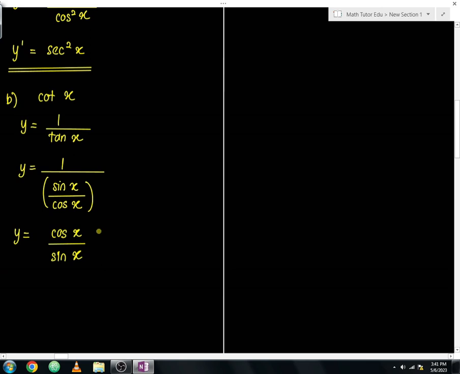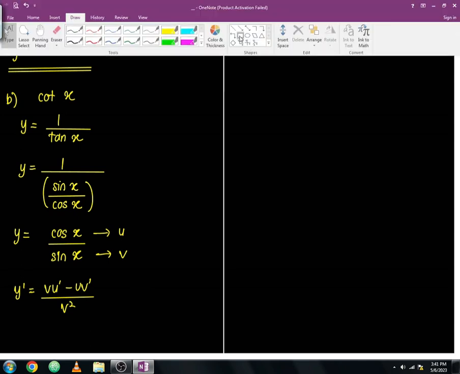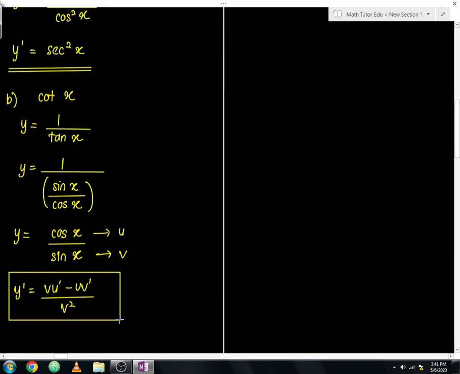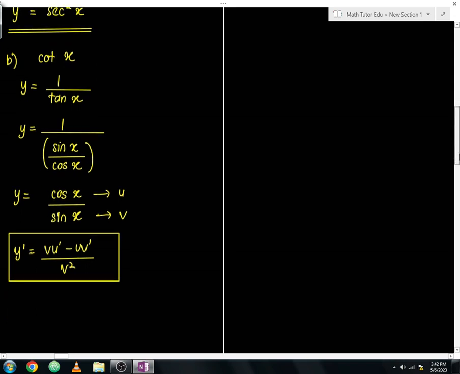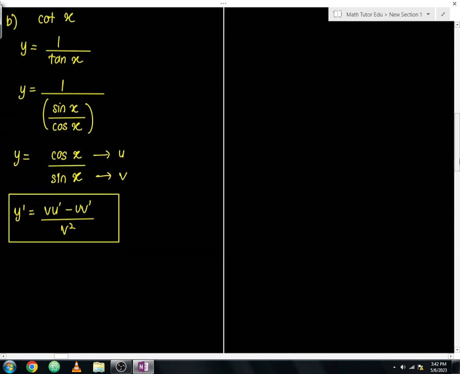Similar to the previous working, we're going to use the quotient rule. We set this as u, set this as v. Same, y prime is equal to v u prime minus u v prime, divided by v squared. So this is the quotient rule. Let me box this. So from here let us perform the working now.